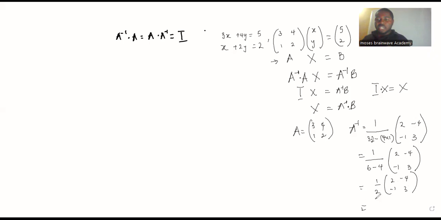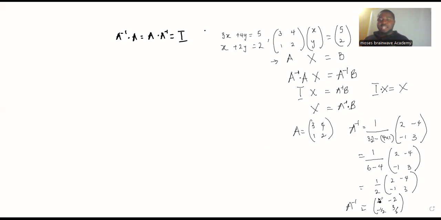If we take the one half inside, 2 divided by 2 is 1, and 4 divided by 2 is minus 2. Then we have minus 1 all over 2, then we have 3 all over 2. Is that not fantastic? So if I take this A inverse and multiply it by this part over here, I'm going to get the identity matrix, which is just going to give me X.